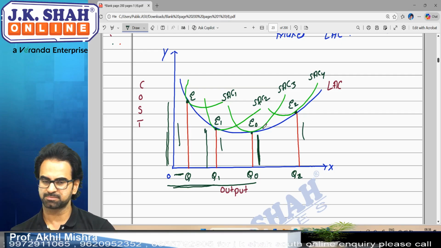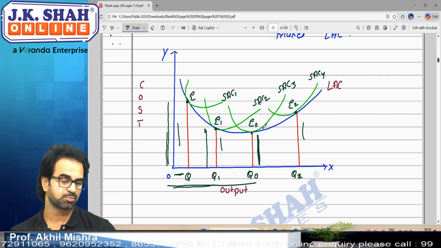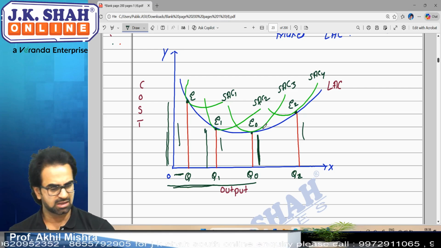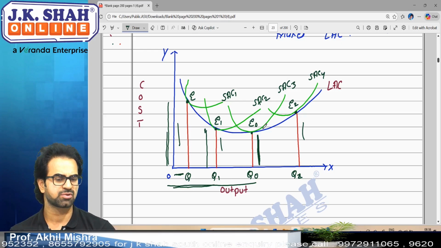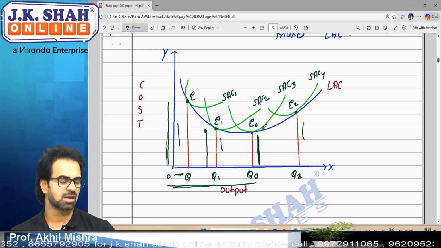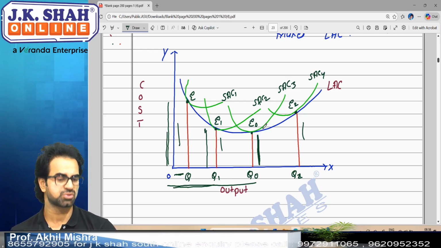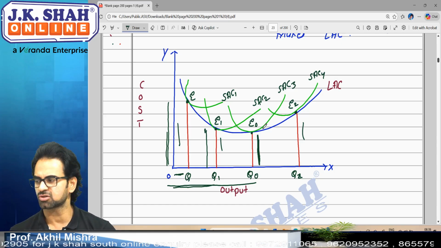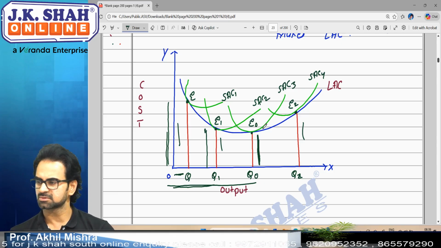E0, Q0, that is in center, and output is highest. If you go for it, we say this is not the highest IQ. Highest IQ is OQ. The highest output is OQ2. But when you go for highest IQ OQ2, your cost of production per unit also goes up. You understand me?